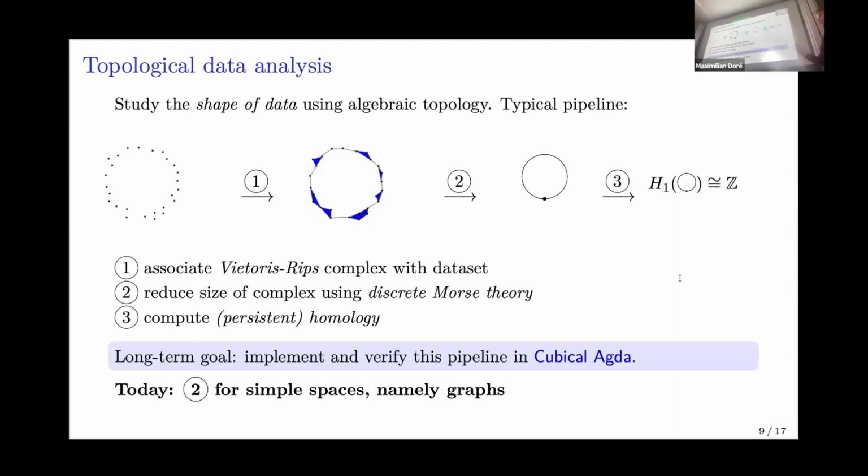But the long-term goal, so the formalization is with an eye on at some point being able to do this complete pipeline in Cubical Agda, because then you could put in a data set and get some properties out of this data set. And this should happen in a way that every step of this pipeline is verified. So that's the motivation for this. But for now, it's really only about the second step in this pipeline, the discrete Morse theory.